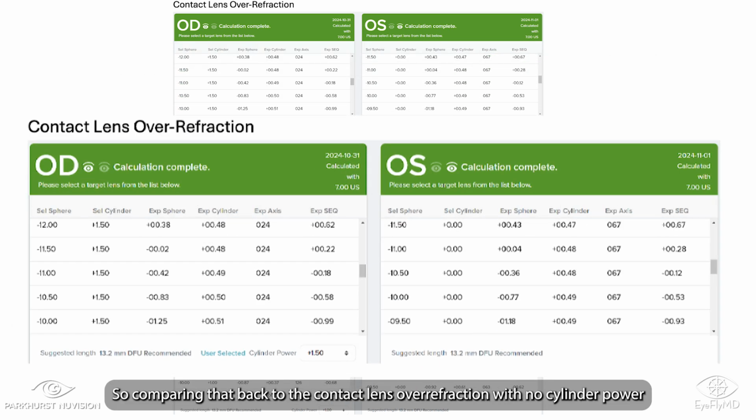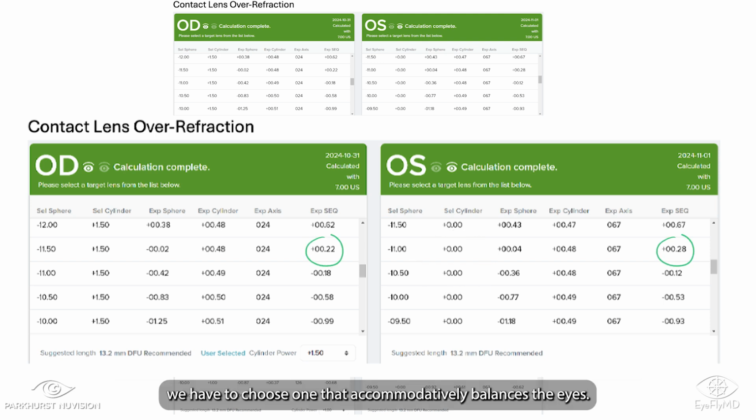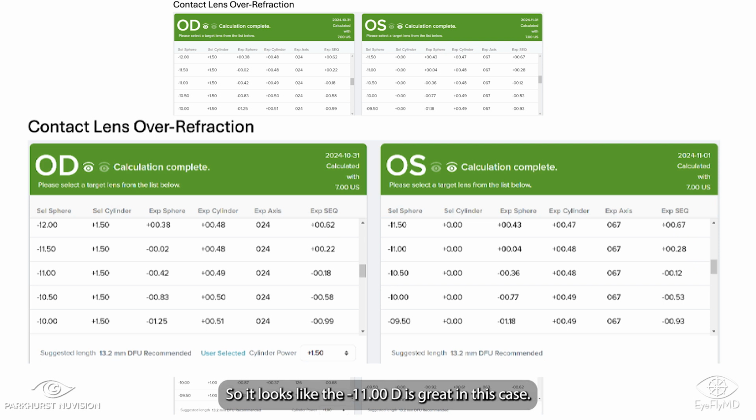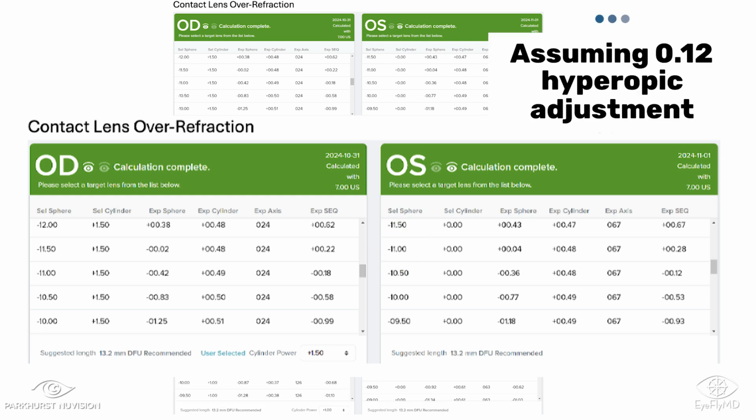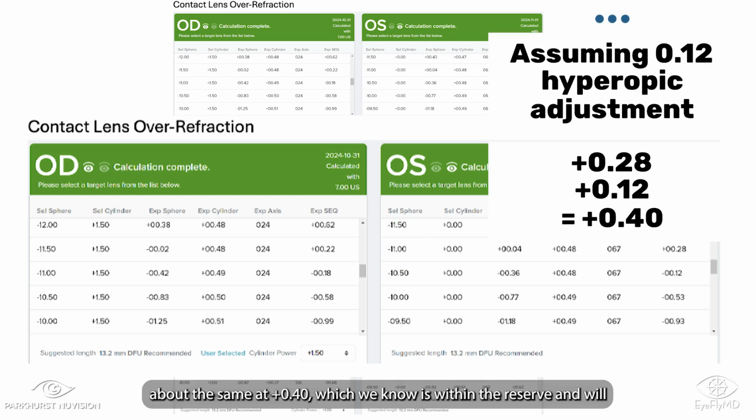So comparing that back to the contact lens over refraction with no cylinder power, we have to choose one that accommodatively balances the eyes, so it looks like the -11 is great in this case. And then doing our math again, assuming that plus 0.12 hyperopic adjustment, this eye will come out about the same at plus 0.4, which we know is within the reserve and will be a great outcome.